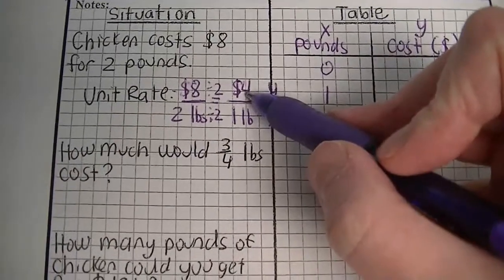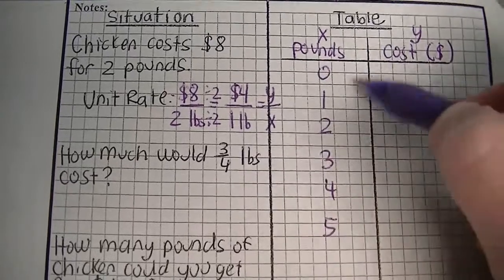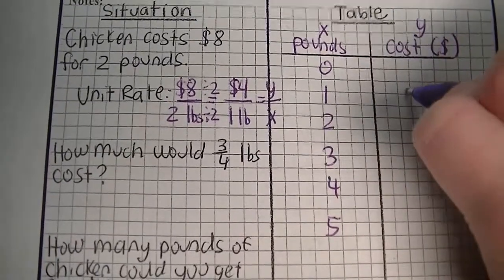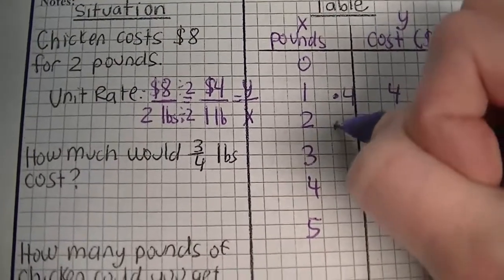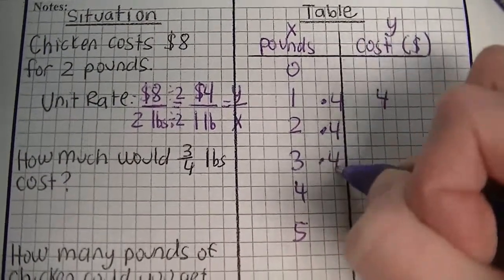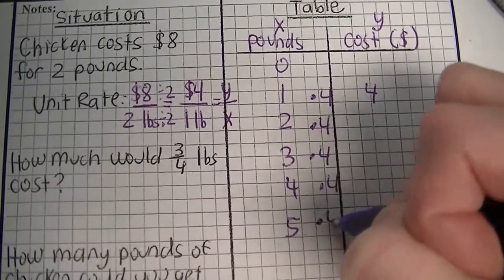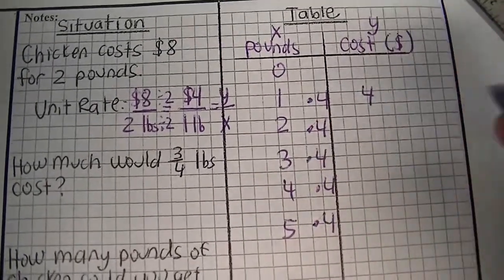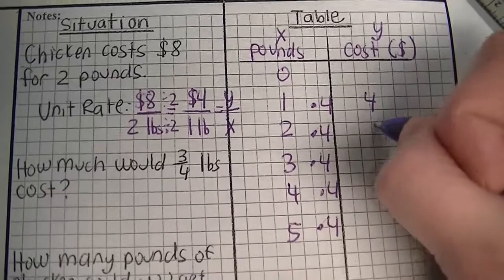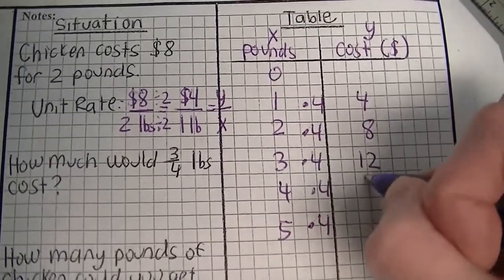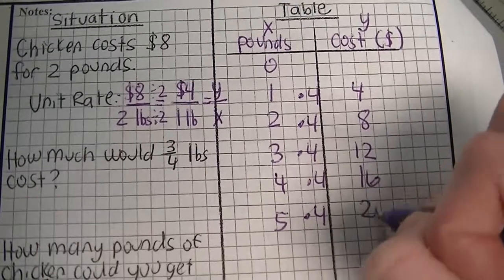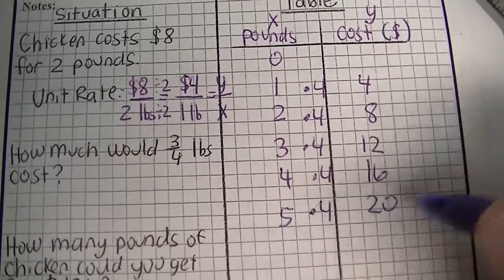And the unit rate was $4 for 1 pound. So for 1 pound, it was $4. And to go from 1 to 4, we had just multiplied by 4. So I'm just going to write that down this little column right here so I can easily just look at it and figure out the cost. So 2 times 4 is 8. So 2 pounds would cost $8. 3 times 4 is 12. 4 times 4 is 16. 5 times 4 is 20. So 5 pounds would cost $20.